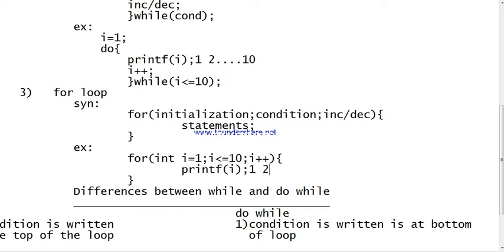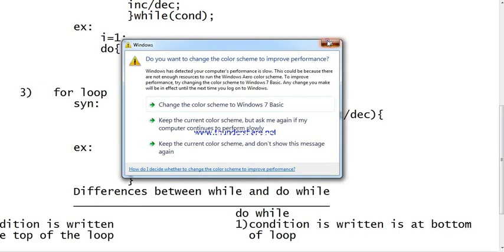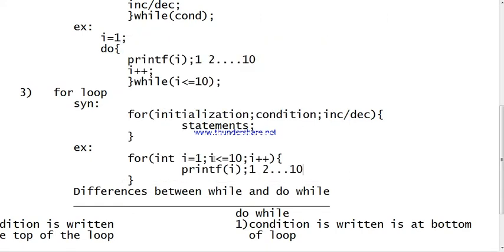In this way all the 10 values will be printed. After that the i value becomes 11. 11 less than or equal to 10 is false, so the condition is false. Now the control comes out of the loop.